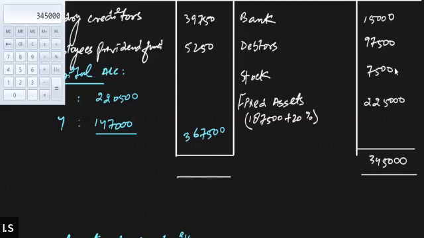Oh, the value of the stock is not 7,500, it's 75,000. So now when you total it, you will get 15,000 plus 97,500 plus 75,000 plus 2,25,000, we will get 4,12,500. And on the liability side, 39,750 plus 5,250 plus 367,500. We are getting the same answer on both the sides. That means we did the question correctly.